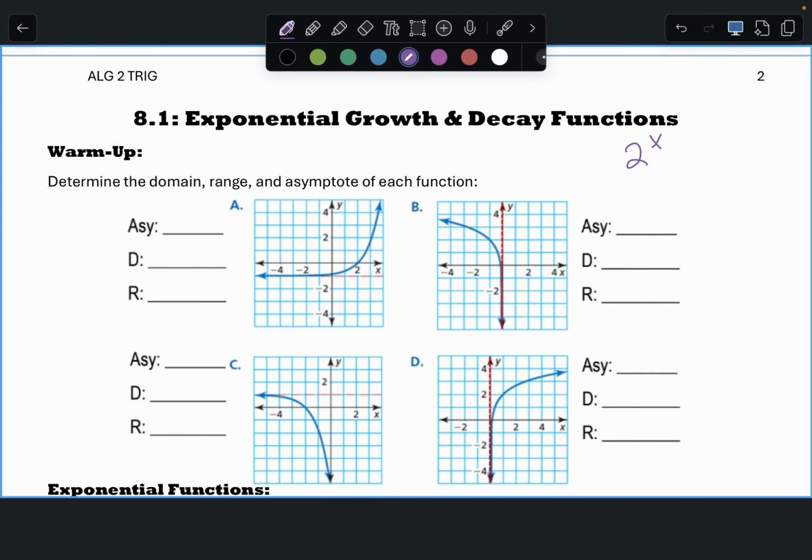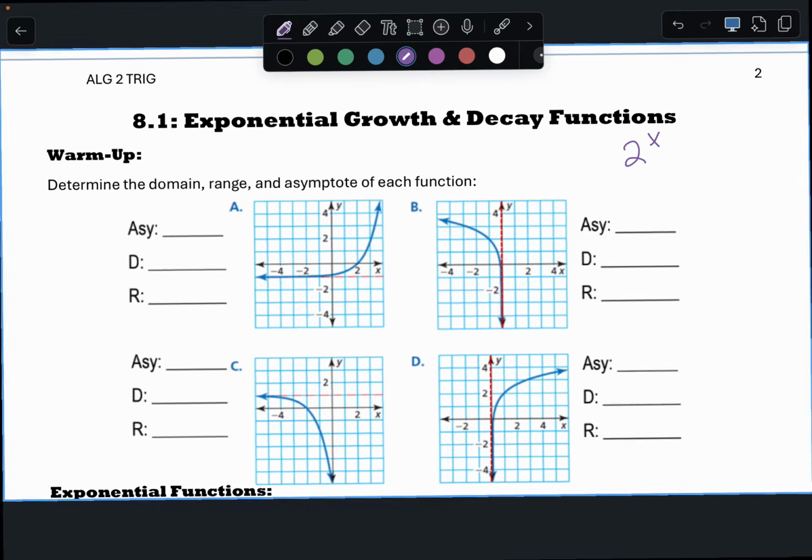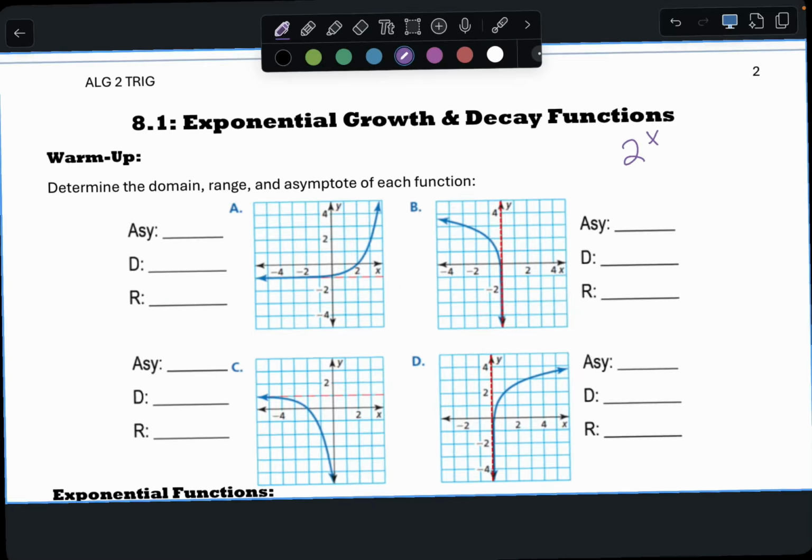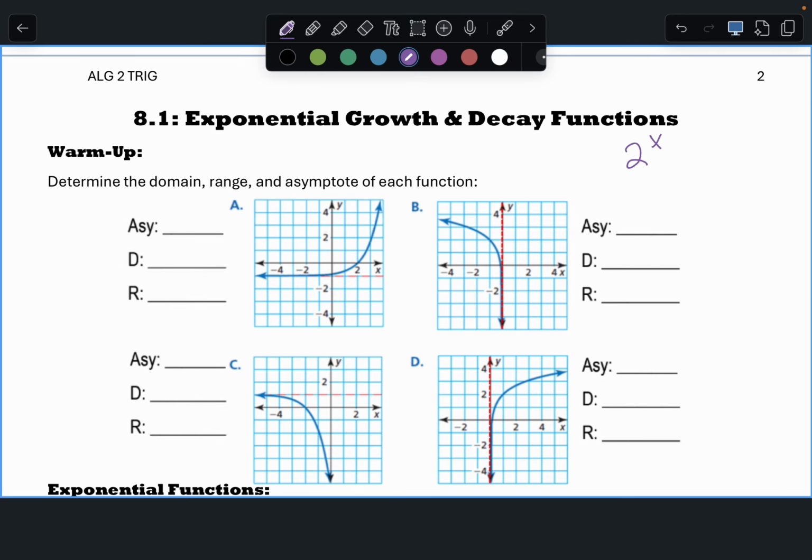Do we remember what an asymptote was? The line that it gets close to? Yes, it's like those dashed lines that we drew that our graph gets really, really close to, but it never actually hits. It can never actually be that value. So we're going to go through these four graphs to figure out what the asymptote is and the domain and range, because these are the type of graphs that we're going to be working with this unit. Let's start with the asymptote.